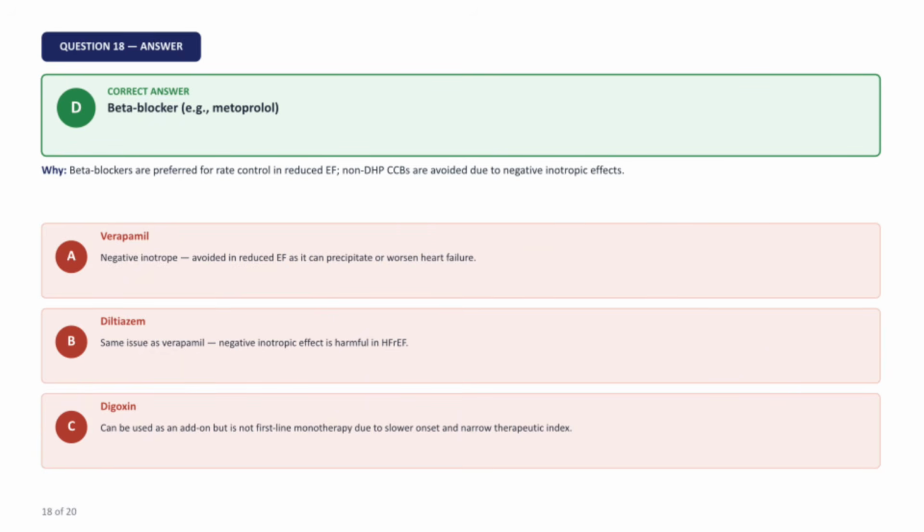Why isn't B correct? Same issue as verapamil. Negative inotropic effect is harmful in heart failure with reduced ejection fraction. Why isn't C correct? Can be used as add-on, but it is not the first line monotherapy due to slower onset and narrow therapeutic index.